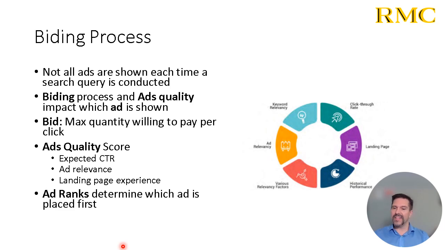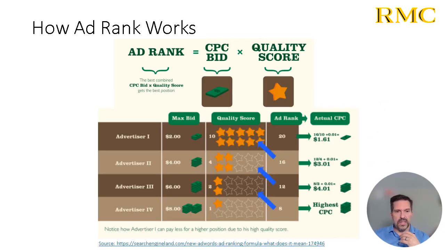And then what Google does is it combines both of these pieces of information: your bid, the maximum amount of money that you're willing to pay, and the quality of your ad. Essentially, it's going to multiply these two to rank order. Let me show you this for a minute. So this is what they are going to do.